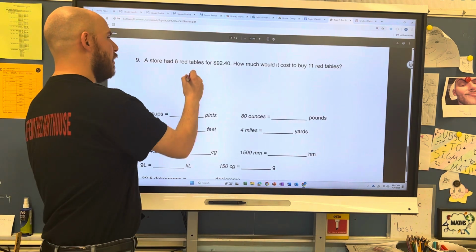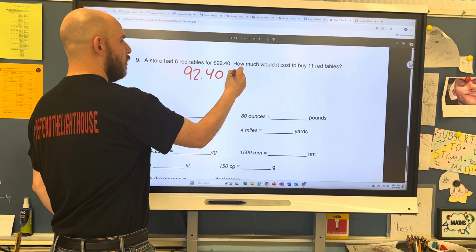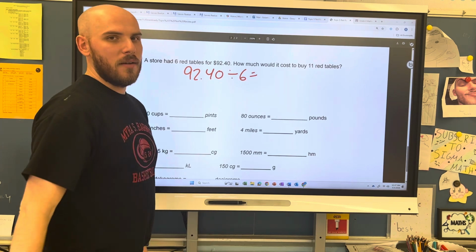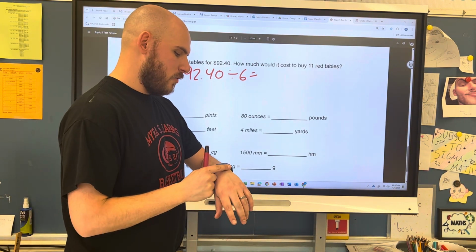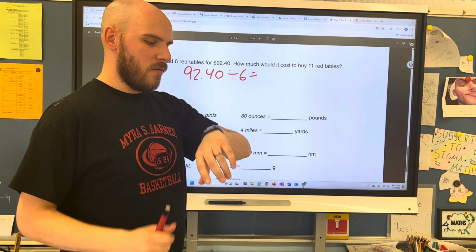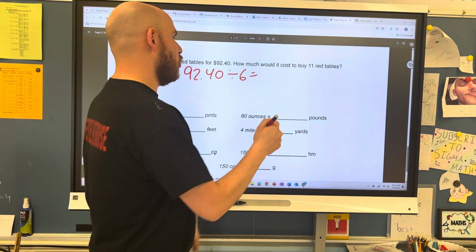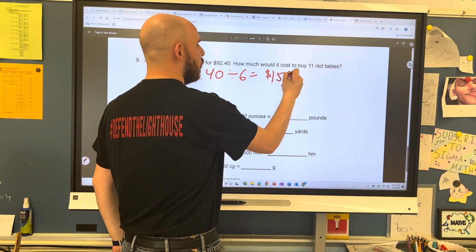This one, you got to divide. 92.40 divided by 6. And what do you get? I don't know, you tell me, I really don't know. Let's see. 92.40 divided by 6? Just like I expected, $15.40.